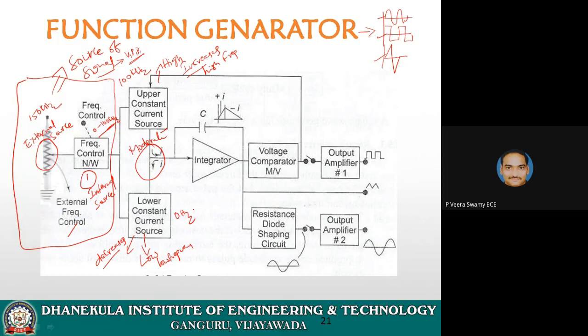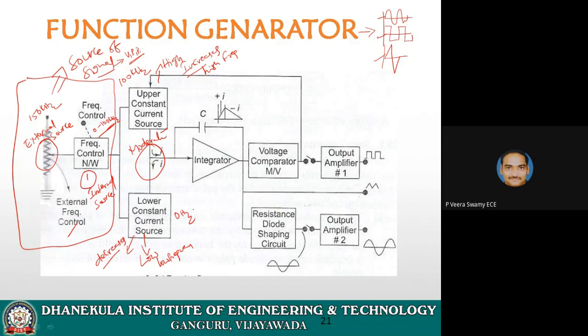If you want to increase, use the upper constant current source. If you want to decrease, use the lower one. We are just varying the frequency depending upon these constant current sources. These two are connected. That means in the function generator, we use a single functional key for increasing and decreasing the frequencies.